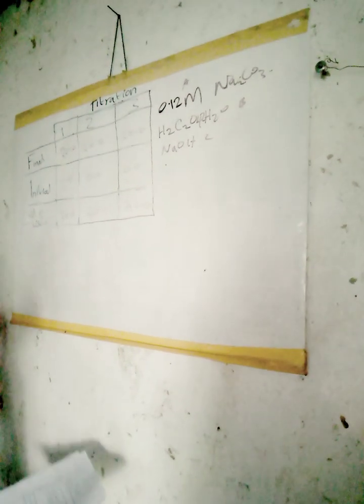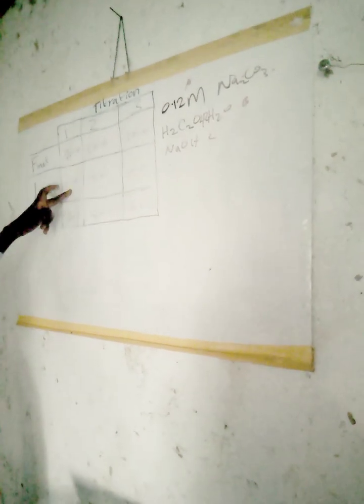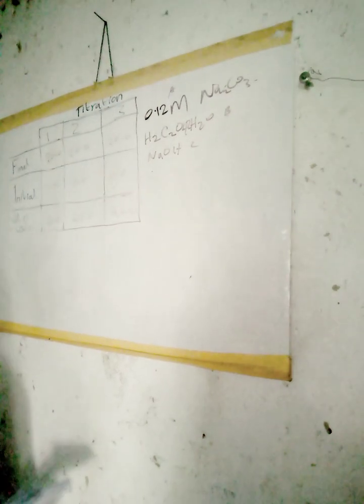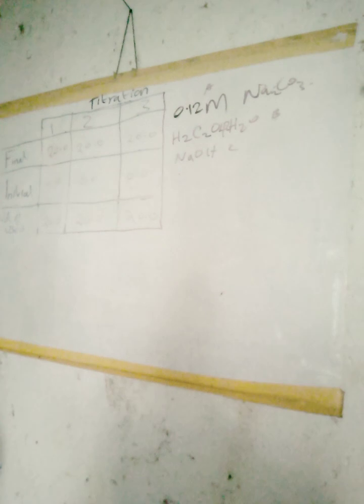In the first experiment, the burette was reading 0.00, and the final volume was 20.0. I also filled the burette up to 0.00 and titrated up to 20.0, then I refilled the burette up to 0 and titrated to 20.0. Then I came here and found the volume used by taking the final volume minus the initial volume.